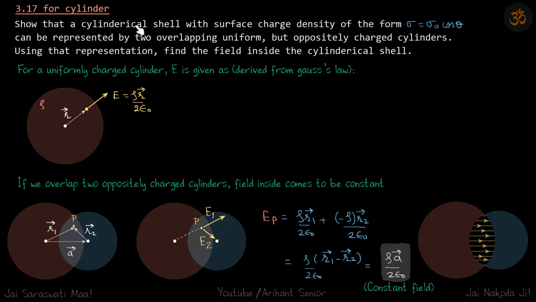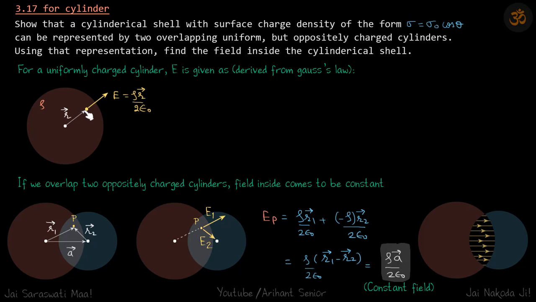We need to prove that a cylindrical shell with surface charge density of the form sigma naught cos theta can be represented by two overlapping uniform but oppositely charged cylinders, and using that representation find the field inside the cylindrical shell.